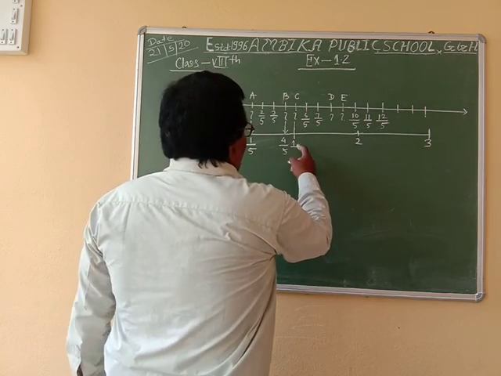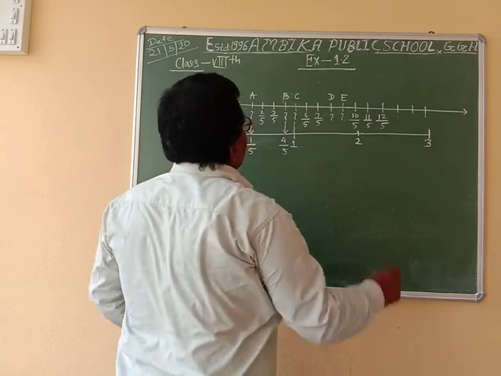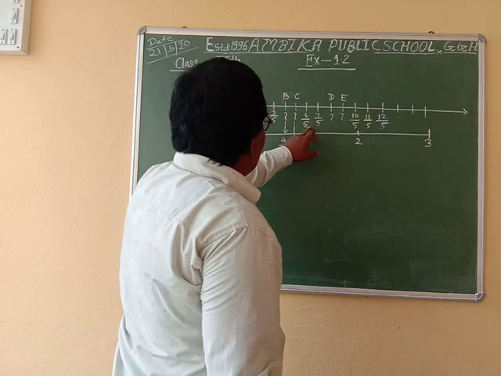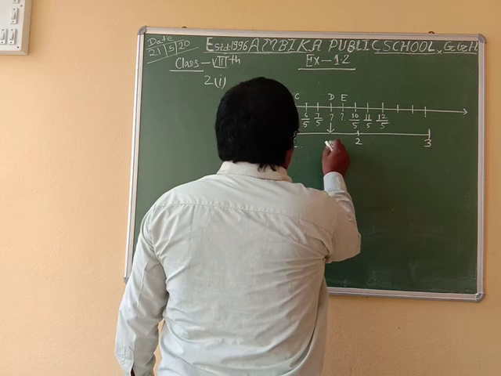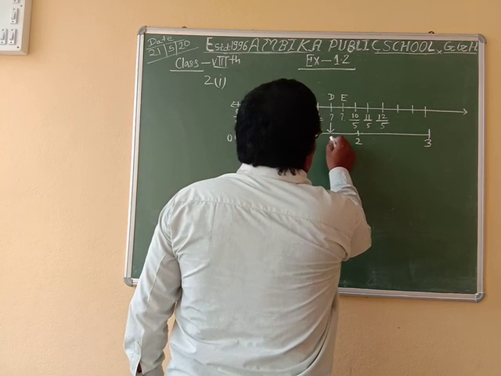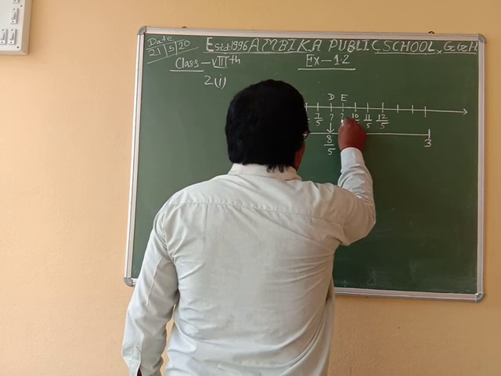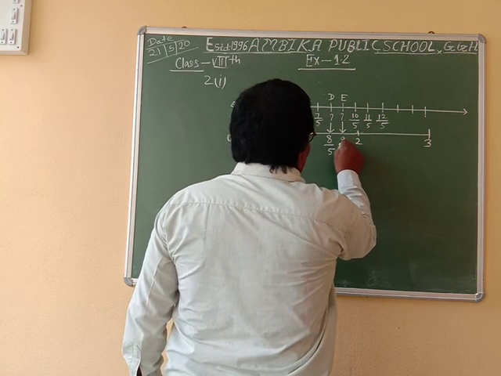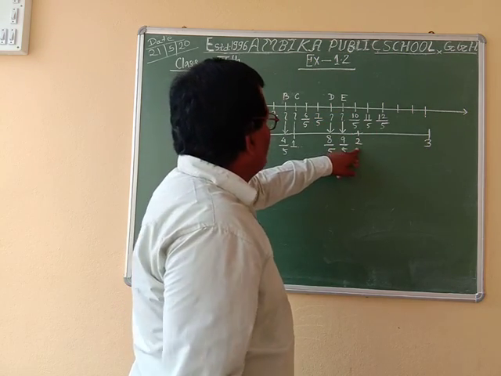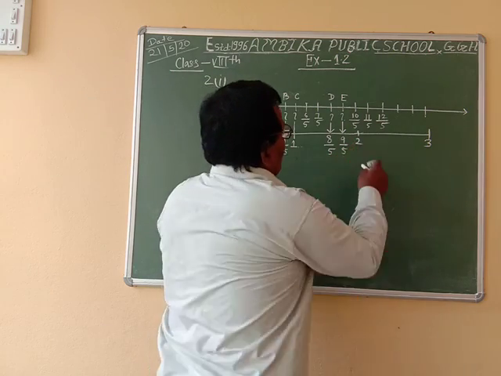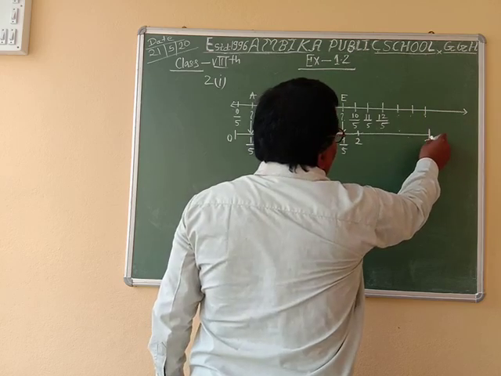After that, 1 and 2 is also divided into 5 parts. So the next numbers will represent 6 by 5, 7 by 5, and D will represent 8 by 5, and E will represent 9 by 5, and we see that 10 by 5 is equal to 2, and then 11 by 5, 12 by 5, 13 by 5, 14 by 5, 15 by 5 is equal to 3.